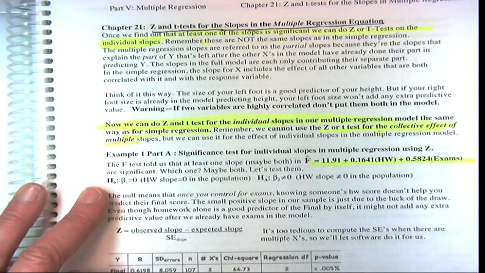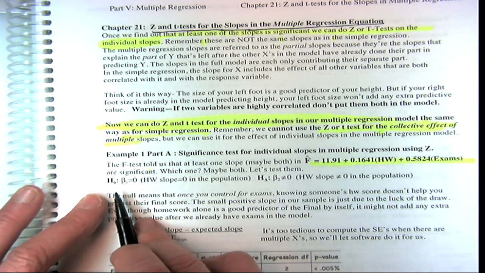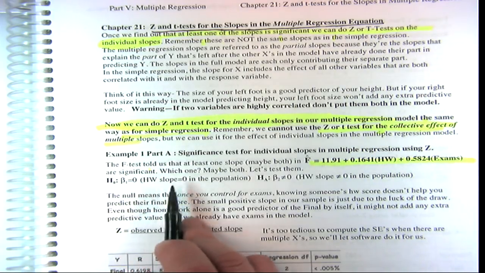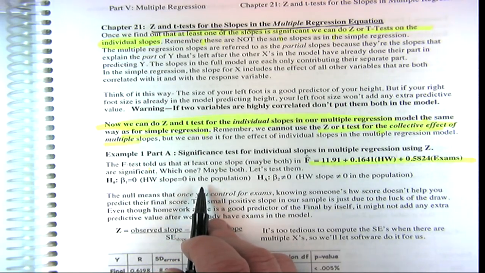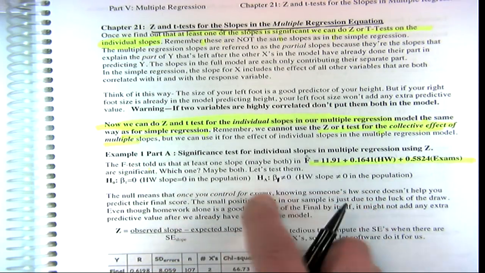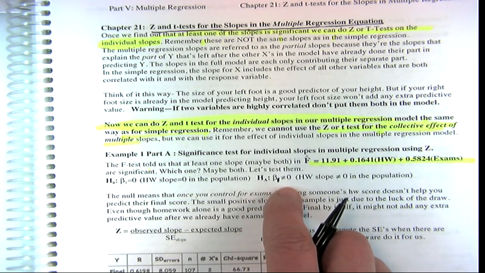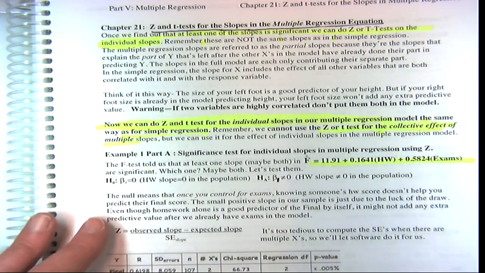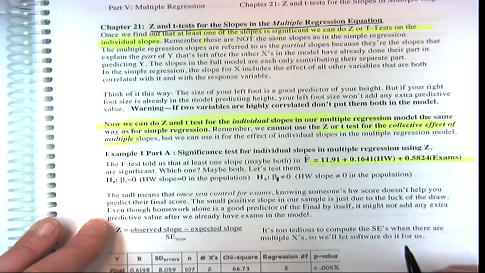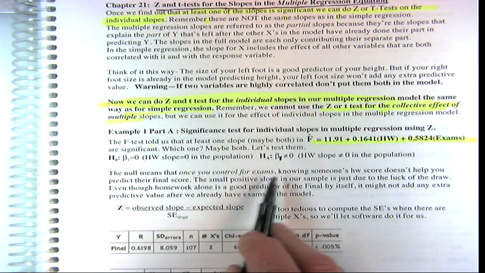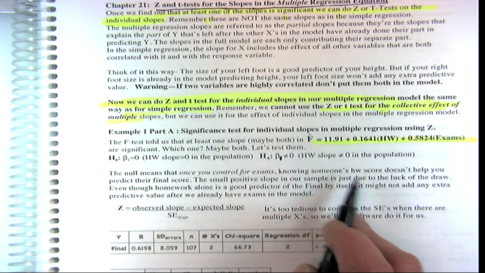All right? So let's just start with the homework one. The null is that in the population, the beta slope for homework is 0. And the alternative, that's a typo, is that beta 1 is not equal to 0 in the population. The reason we see a non-zero sample slope is because it reflects a real difference, a real slope in the population.